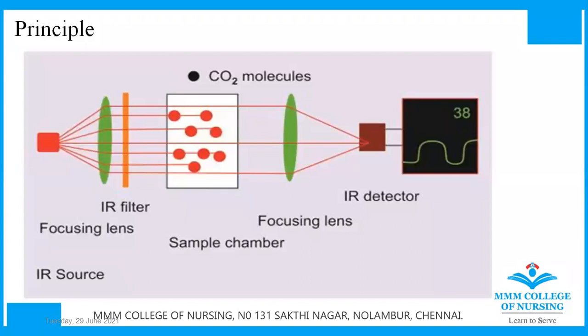The principle behind capnometry and capnography is that the infrared source, through the filter, reaches the expired air, and the carbon dioxide molecules present in the expired air absorb the infrared rays. The remaining infrared rays are detected in the infrared sensor and displayed as waves and readings.